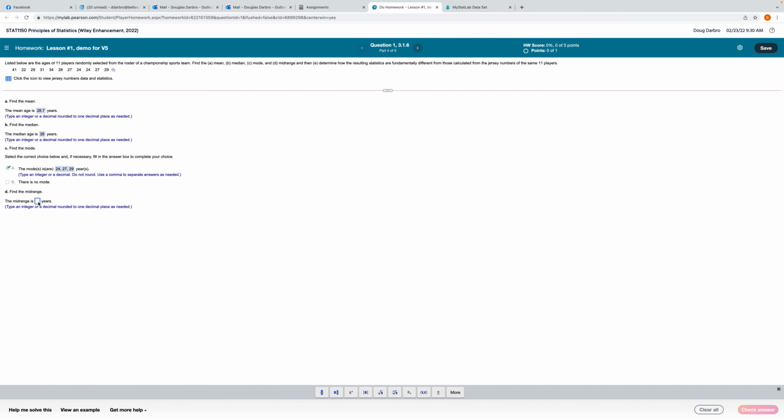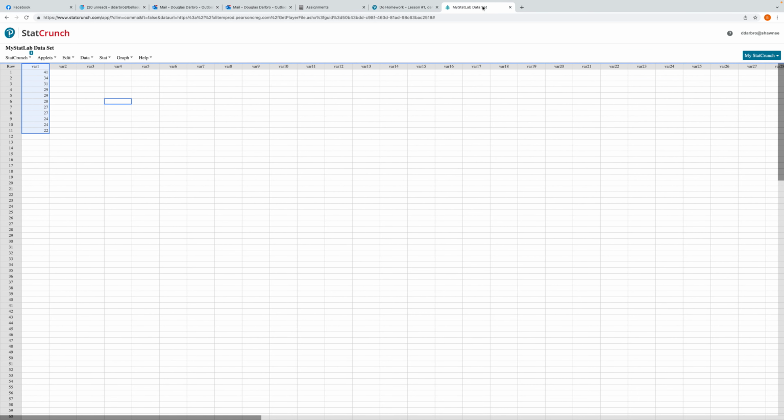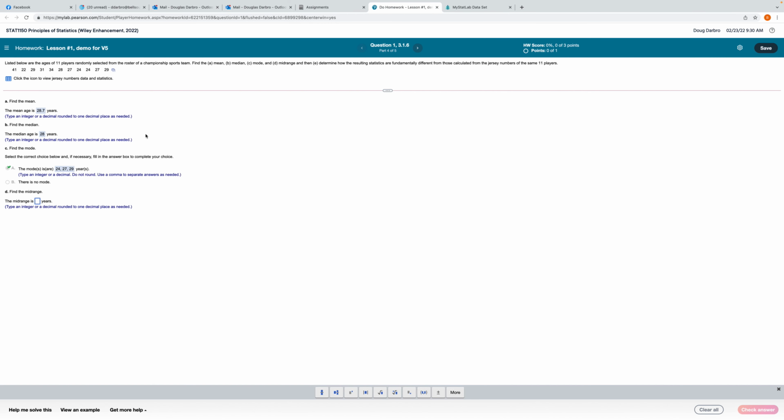Okay, find the mid-range. Again, something we haven't talked about yet. The mid-range is just the average of the lowest score and the highest score. So the easiest way to find the mid-range is to take the highest score, which in this case is 41, plus the lowest score, which in this case is 22, add those together and divide by 2. So the sum of the two scores is 63, and 63 divided by 2 is 31.5.